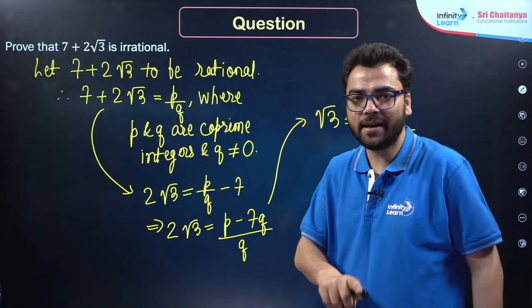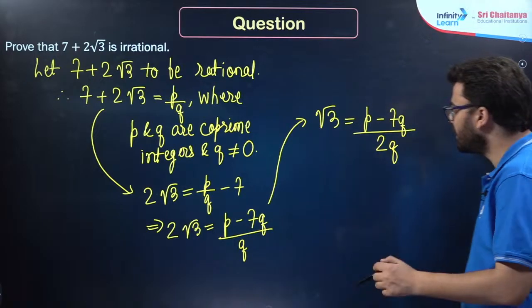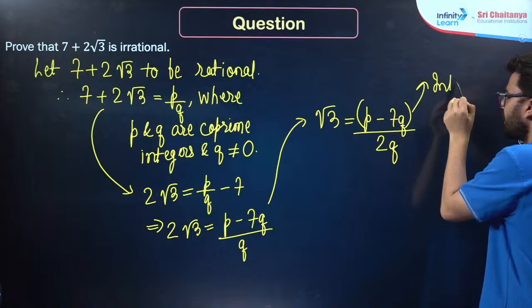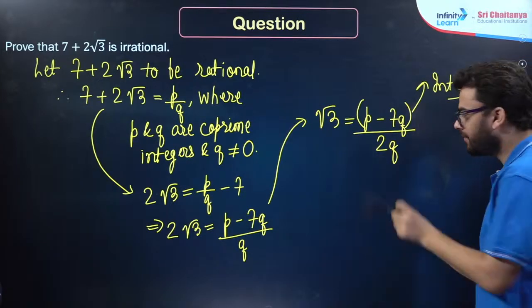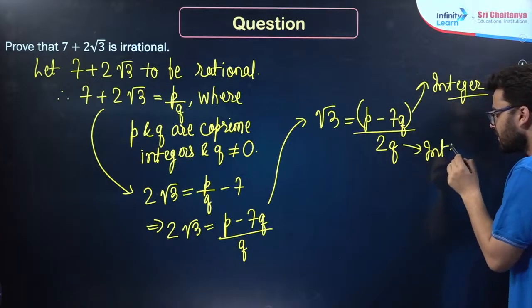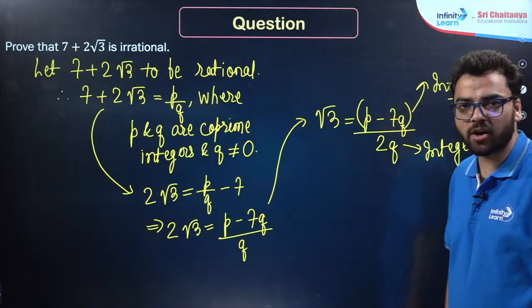Now, p and q are co-prime integers. So isn't this also an integer or not? Tell me. If p and q are integers, then p minus 7q will also be an integer. And this is also an integer or not? This is a non-zero integer or not? Tell me.